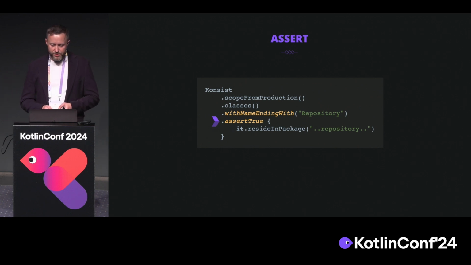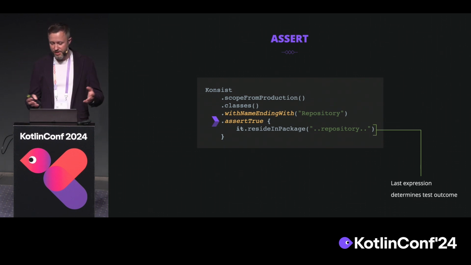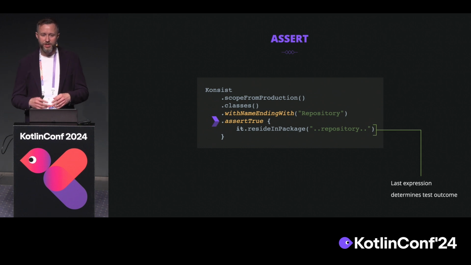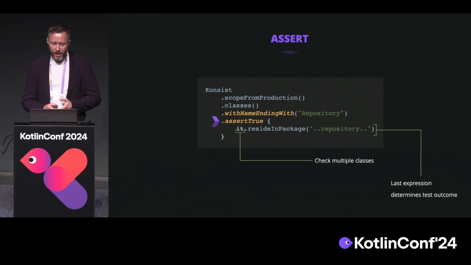It's important to know that this actual check is performed on all of the queried classes from the upstream, all of the queried declarations. So it's not only a single class instance, but all of them. The other thing to notice is that the last expression determines the outcome of the test. So for more complex tests, where you may add more lines to the lambda, the final one will be used to determine whether or not the test has failed or succeeded.